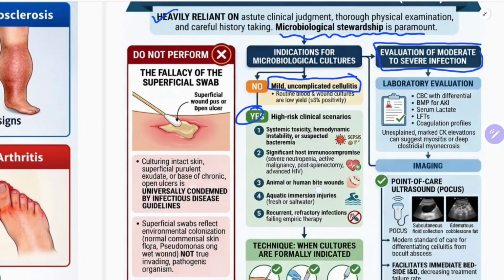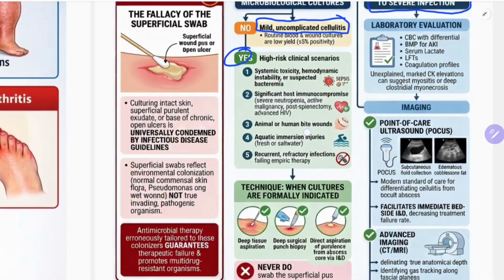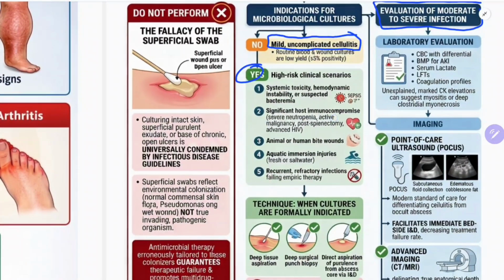Okay, now what investigations do you require? One is culture, the pus culture or blood culture. It can be pus or blood. If it is non-purulent, you can take a blood culture. If it is purulent, you can do a pus culture. The second one is laboratory evaluation, and the third one is imaging. One is culture, second is laboratory evaluation, third is imaging.